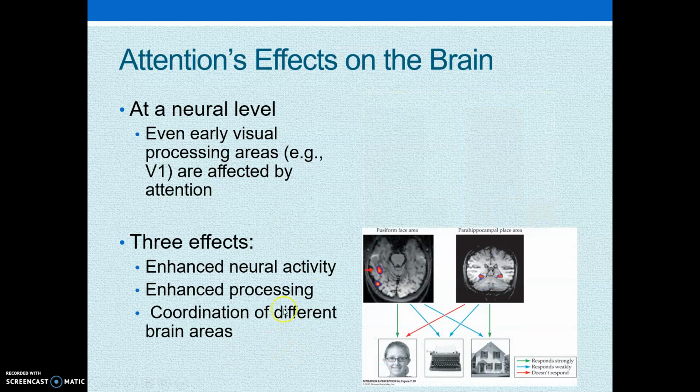For example, we have an area like the fusiform face area, part of the fusiform gyrus, that specifically responds to faces. We have another area called the parahippocampal place area. This is an area around the hippocampus that responds favorably to pictures of houses. Both of them respond pretty well, although weakly, to objects or other stimuli.